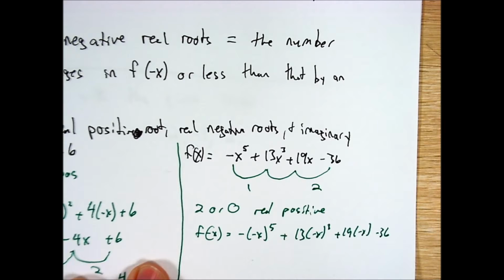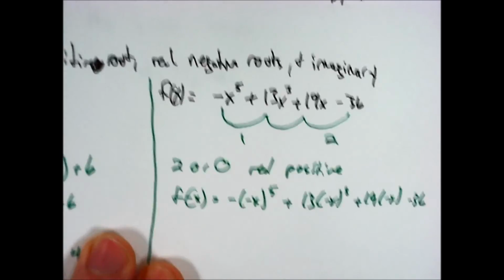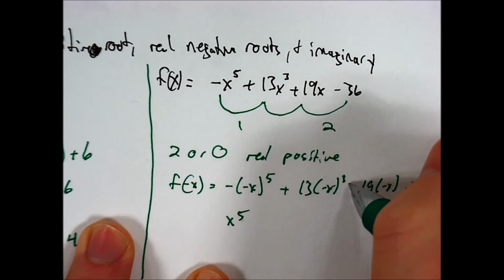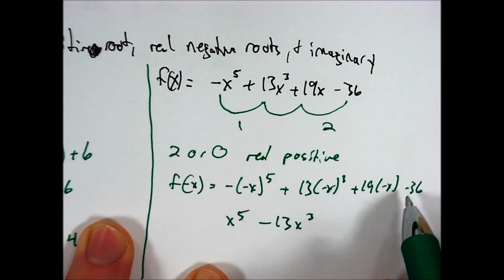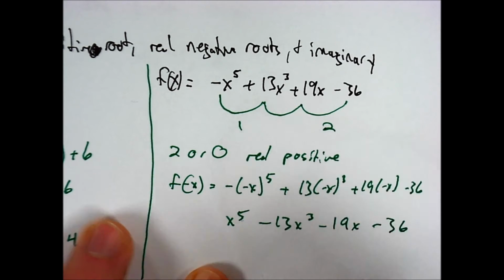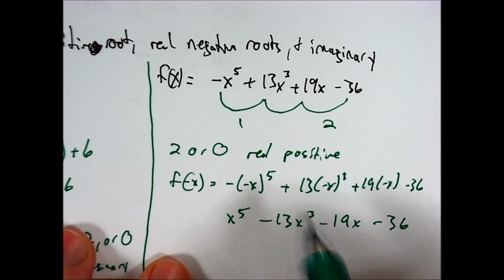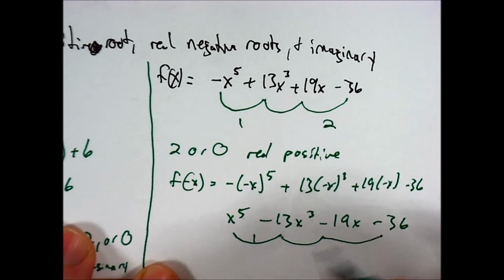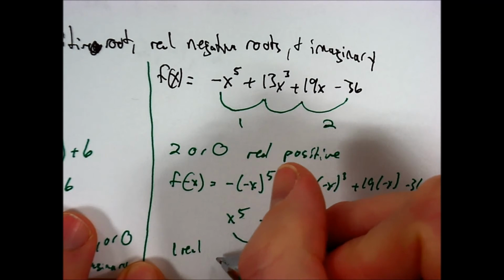Remember what I said, it's the odd powers that change it, and in this case, they're all odd powers. So this is going to be now a positive x to the 5th. And this is going to be a negative, minus 13x to the 3rd. X to the 1st, that's odd. It's going to change the sign, minus 19x, minus 36. So, positive to a negative, there's 1, negative, negative. So this one's going to have 1 real negative root.